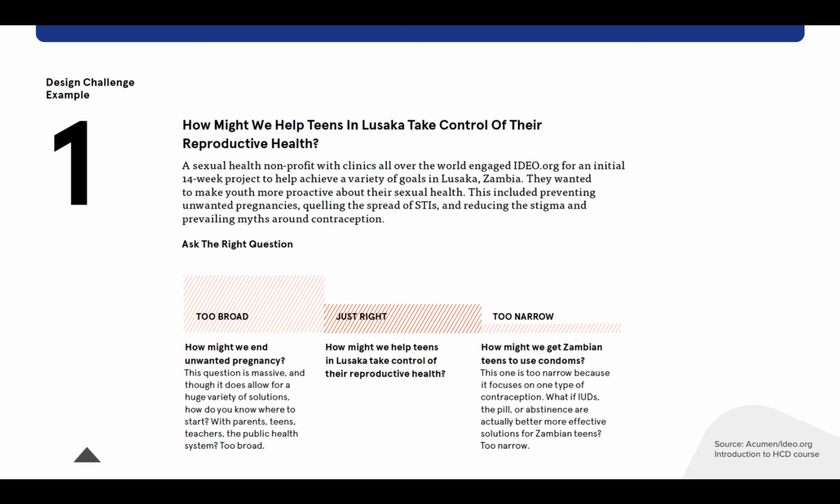Well, it's too broad. Another way to frame it would be, how might we get Zambian teens to use condoms? But that would be too narrow because the solution is already embedded. The solution would be condoms. So we could not consider any solution that would include pills or abstinence or some other solution. So that's too narrow because it will restrict our creativity. But by asking the question as, how might we help teens in Lusaka take control of their reproductive health, this is just the right fit. It's not too broad, it's not too narrow.